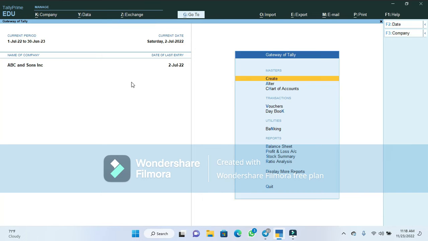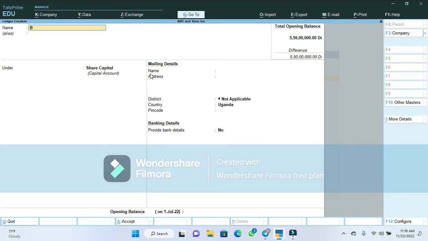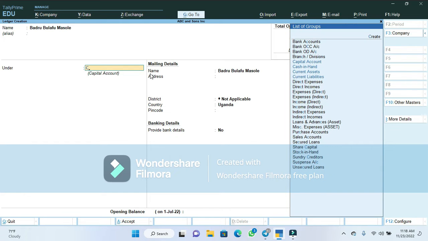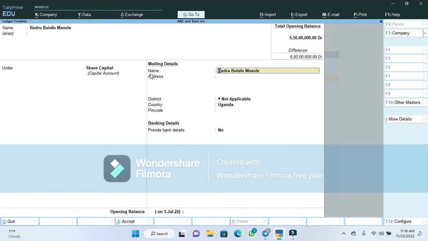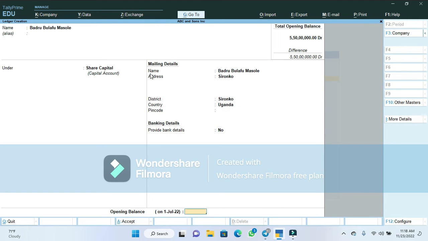Let's escape and go back to the gateway of Tally. Create a ledger. Let's now create a ledger of a capital account called Badru Lafu Masole. Enter. Make sure you selected share capital, not capital account, because share capital is a subledger of the capital account, and we've just created it. Address is Sironko. Feel free to use different details. The district is Sironko. Enter throughout and say yes.